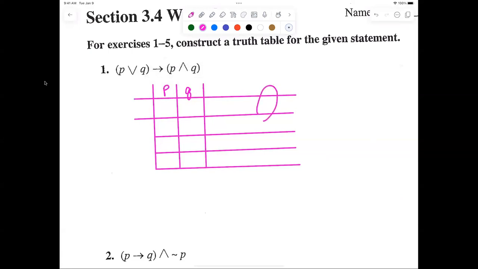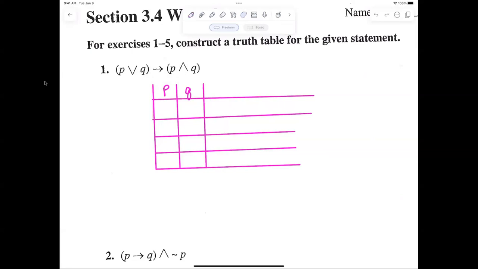Oh, come on. And then what I think you should do is, if you make yourself a decent column, you could just copy and paste it. All right. So now P. What was the pattern for this? True, true, false, false. And then what? True, false, true, false.